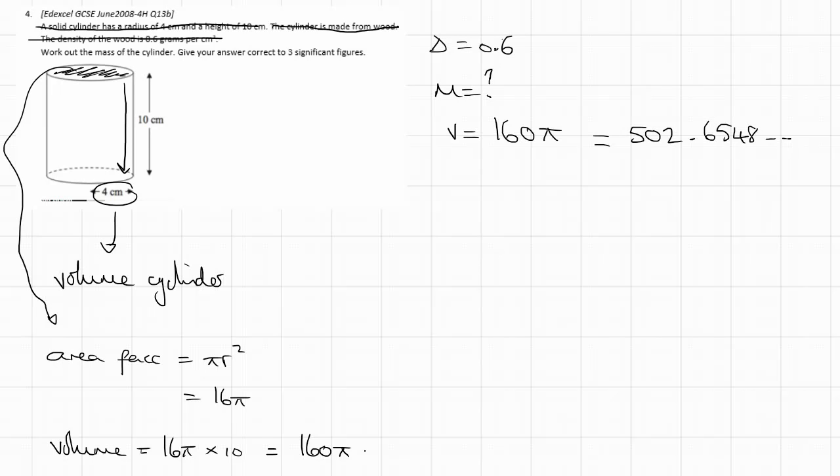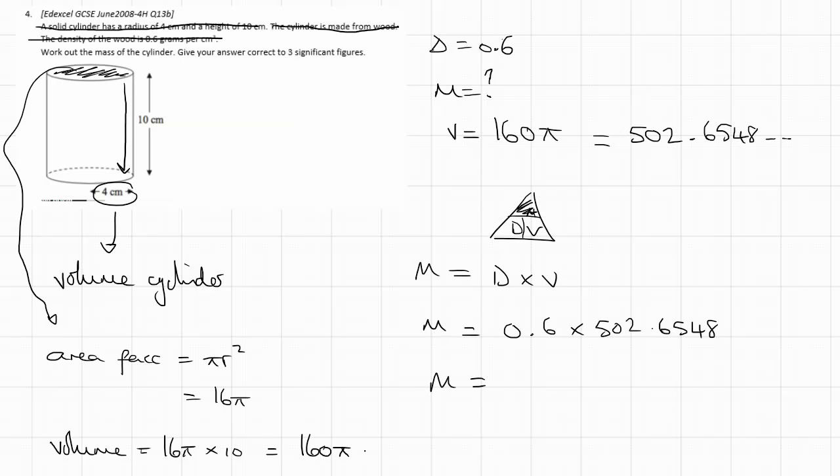We want to find the mass. Well, we can draw a triangle out. We know from the last question that it's going to be density times volume. If we cover that up. So the density is 0.6. The volume is, we can use either of these. I'm just going to use my number version. It's probably easier to type 160 pi in your calculator though.